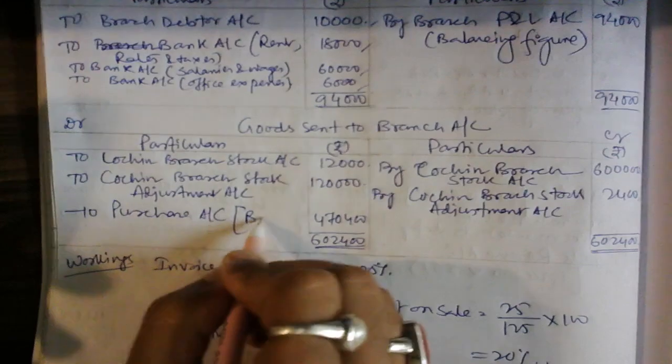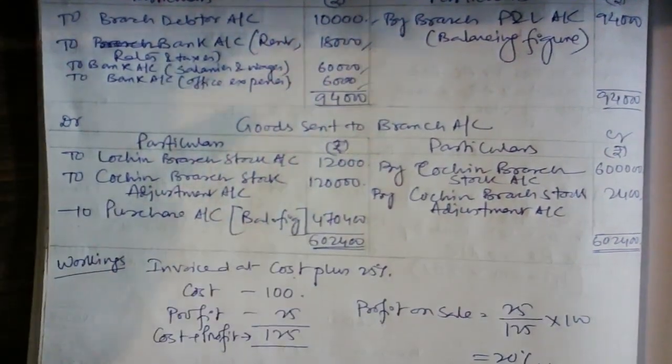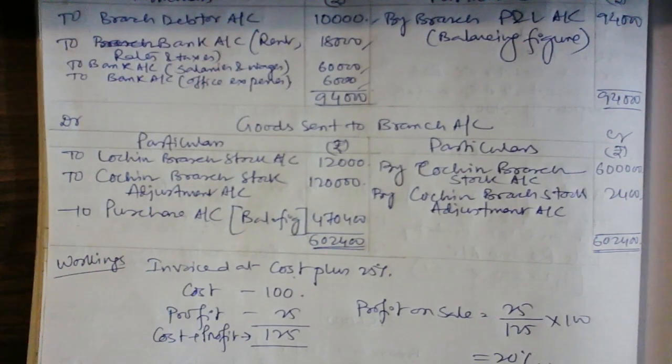See how a 10 mark sum has been covered very easily. Okay, so this is the total fundamental in terms of the branch stock and debtors system.